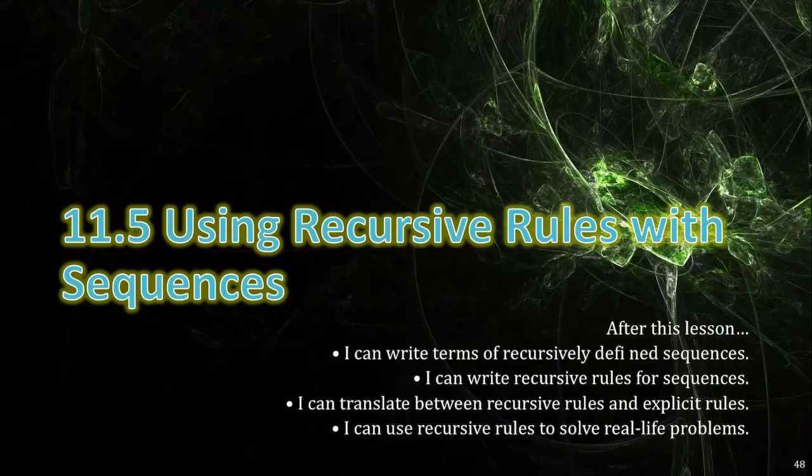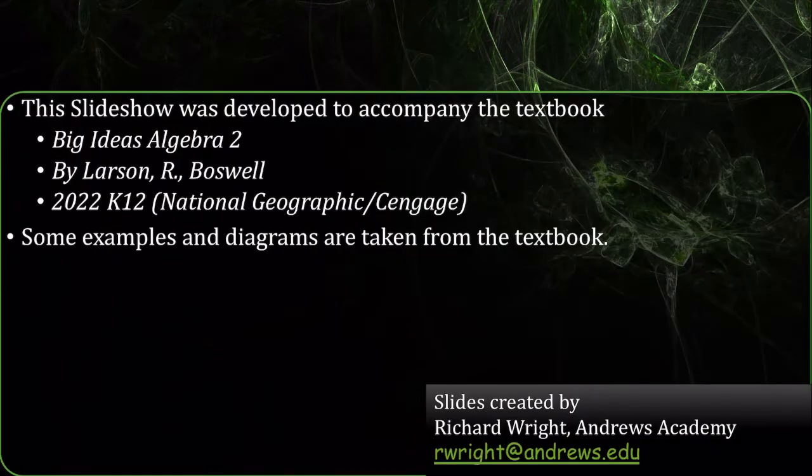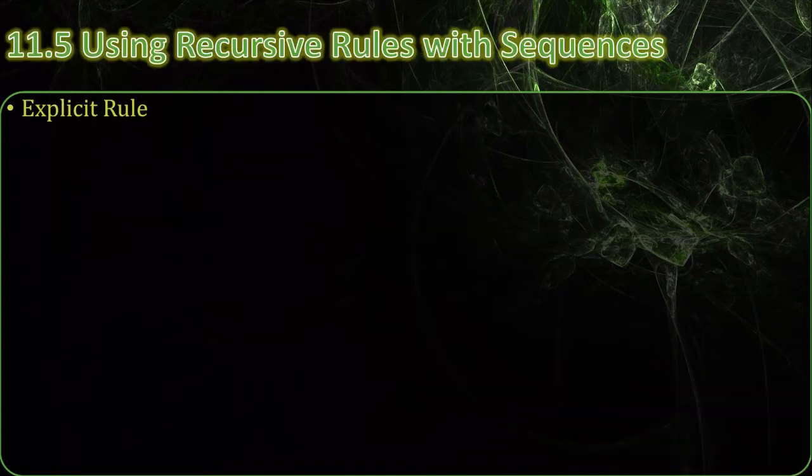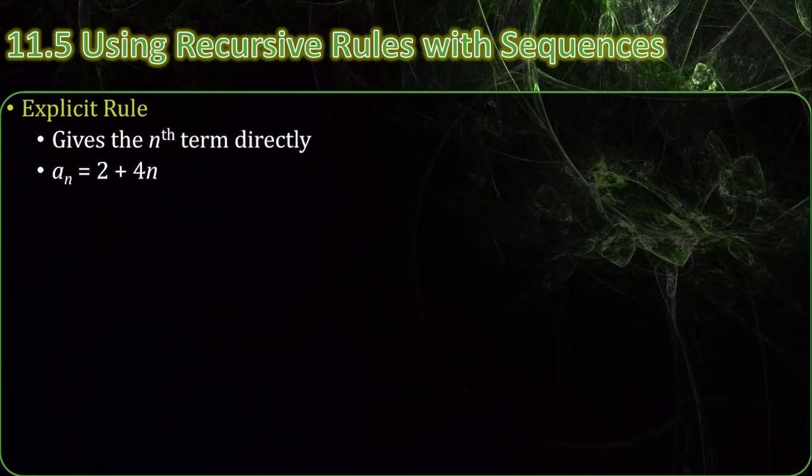Lesson 11.5, using recursive rules with sequences. What we've used so far are explicit rules. The explicit rule gives the nth term directly. So if you want to know the 10th term, you'll plug in a 10, like this. It would be 2 plus 4 times 10, or 42.